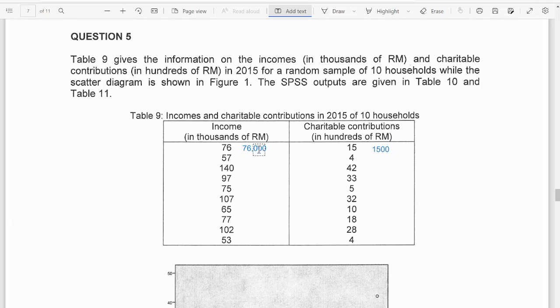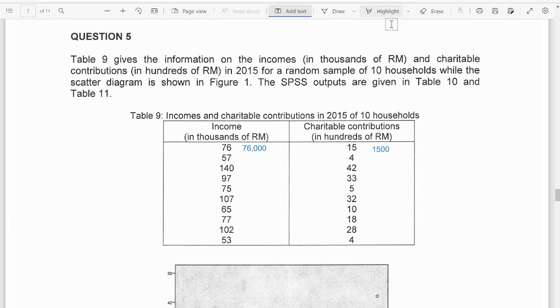So this one is in 1000, so 76,000. And this one is 1500, so it means 1500. Okay. So you have to be very careful with the unit used if it is in the form of a simplified version. Later on, I will show you why this is important and why you have to take caution on this thing. Later on, kita tengok dalam soalan.